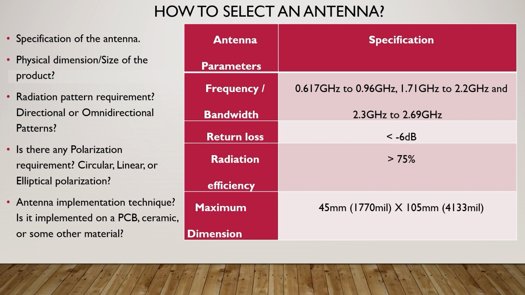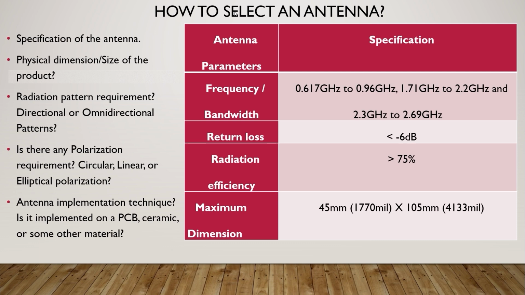This figure here shows antenna specification. This specification is chosen for our design, so we have to design an antenna that meets all the specification. Let's go through the specification one by one. The frequency of operation is 0.61 GHz to 0.96 GHz, 1.71 GHz to 2.2 GHz and 2.3 GHz to 2.69 GHz. The return loss must be less than -6 dB. The antenna radiation efficiency must be more than 75% and the maximum physical dimension of the antenna must be 45 mm by 105 mm.